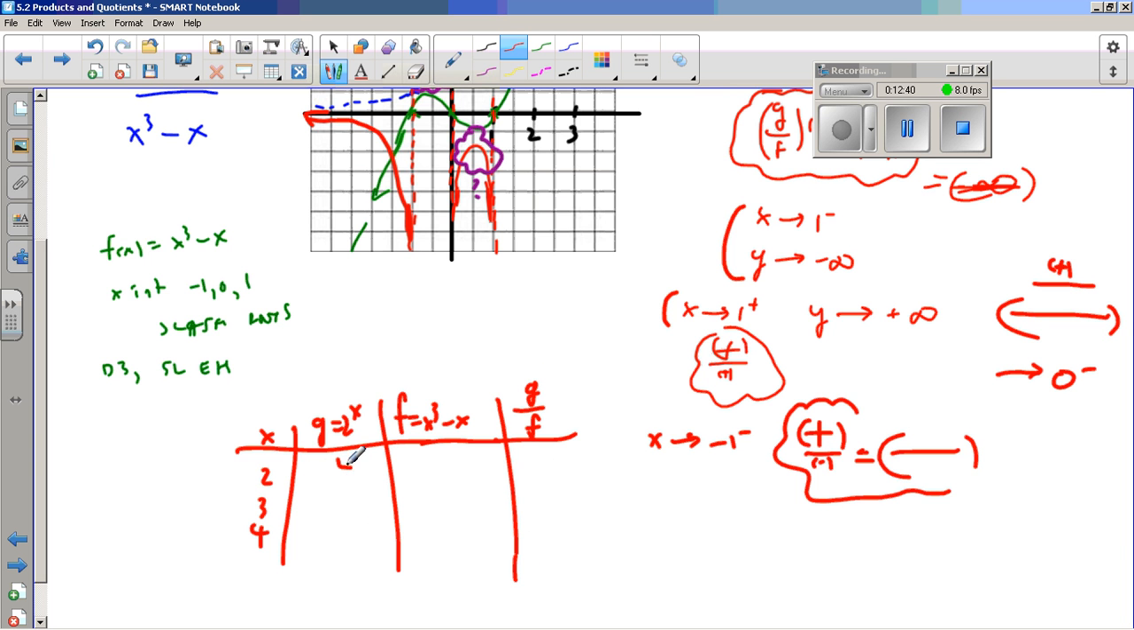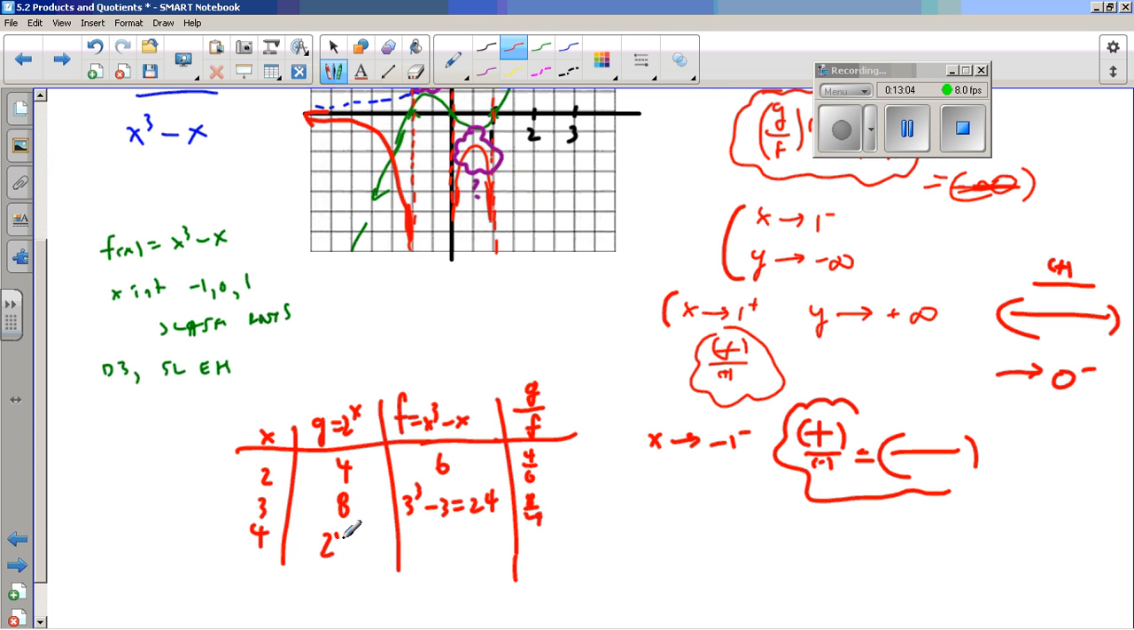What do I got? That's 4 over 8 minus 2, which is 6, and then I get a fraction. And this is going to be 2 to the exponent 3, which is 8, over 3 cubed minus 3. 27 minus 3 is 24. And then I'm going to get 8 over 24, even a smaller fraction.